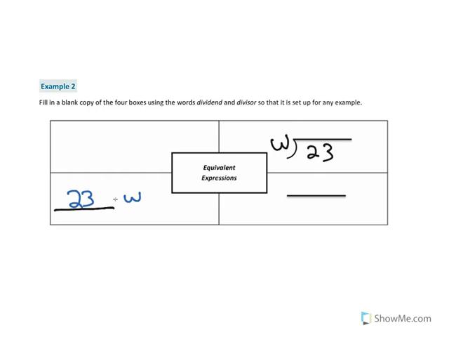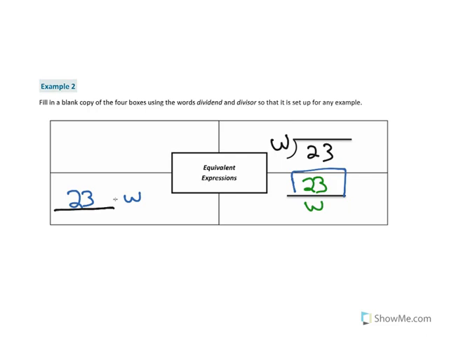All right, let's now scoot over to our fraction. And which number goes in the numerator or the top part of our fraction right here? Since 23 is our dividend, it always goes in the numerator part. And that means that W is our divisor and goes in the denominator part or the bottom of the fraction.